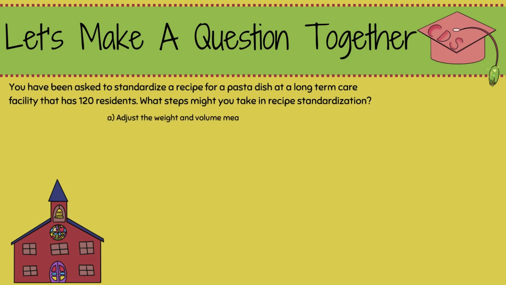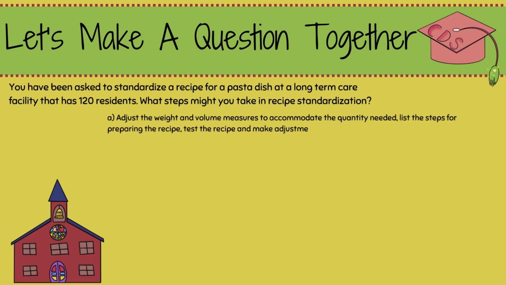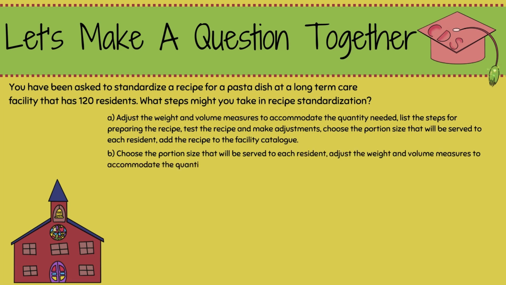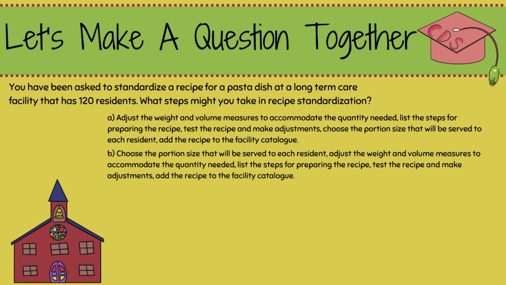A. Adjust the weight and volume measures to accommodate the quantity needed. List the steps for preparing the recipe. Test the recipe and make adjustments. Choose the portion size that will be served to each resident. And add the recipe to the facility catalog. B. Choose the portion size that will be served to each resident. Adjust the weight and the volume measures to accommodate the quantity needed. List the steps for preparing the recipe. Test the recipe and make adjustments. Add the recipe to the facility catalog.